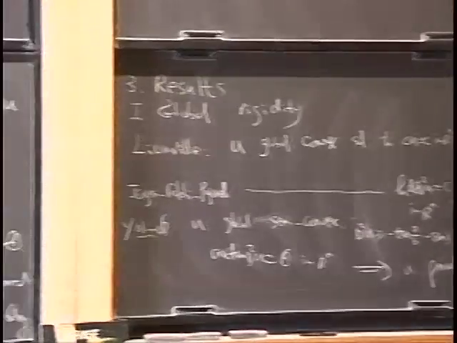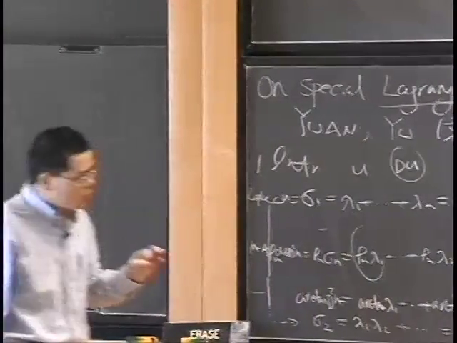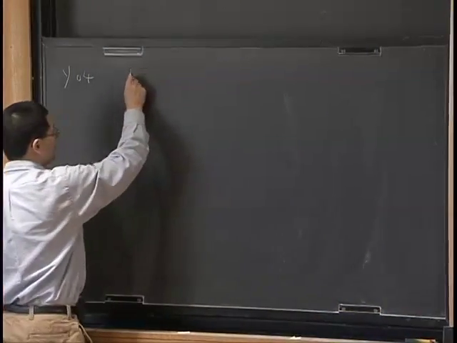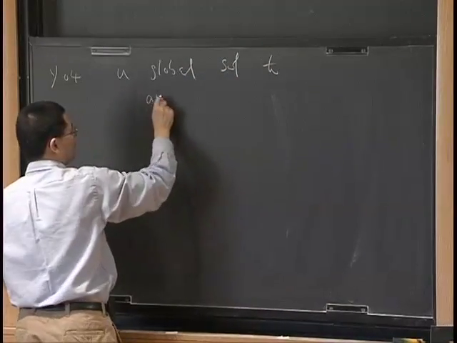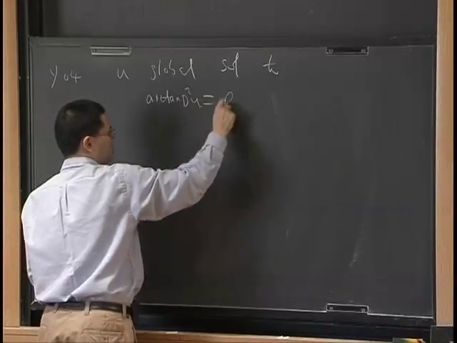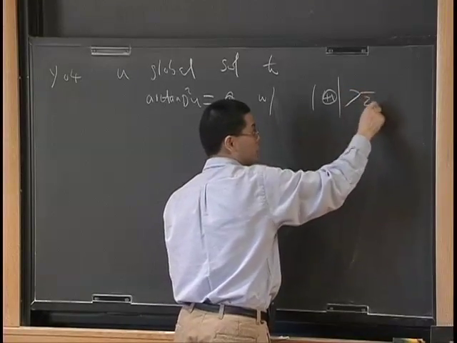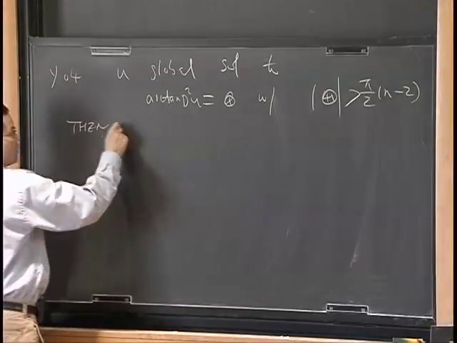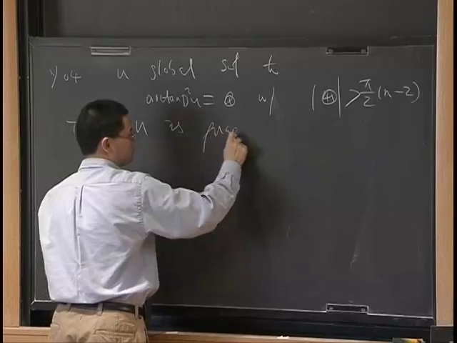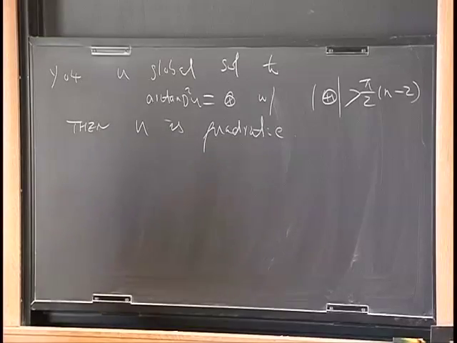Oh, maybe I should start from here. The second result, I want to show the phase is really critical. That is, if U is a global solution to our arctangent equation, when the phase is strictly larger than the critical ones, then U is quadratic. So it's without any condition on U itself.